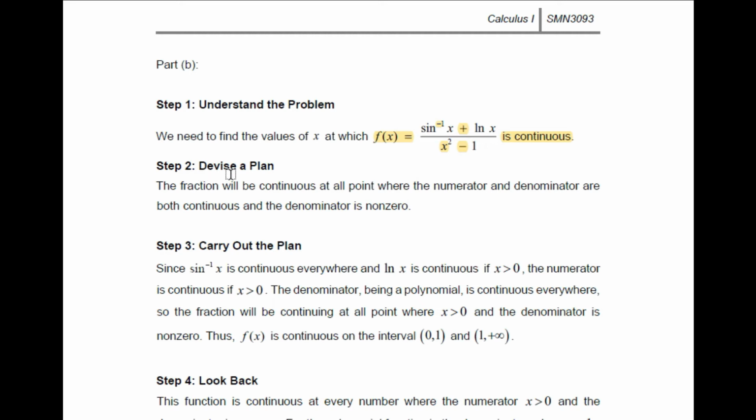Next, step 2, devise a plan. The fraction will be continuous at all points where the numerator and denominator are both continuous and the denominator is non-zero. We need to make sure that the numerator and the denominator are both continuous, and the denominator is non-zero. Then the function will be continuous.